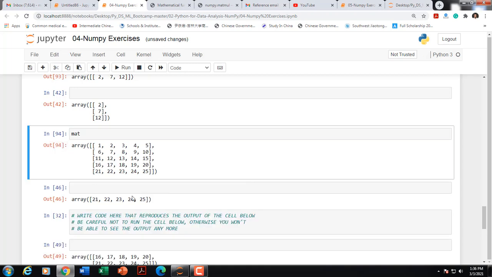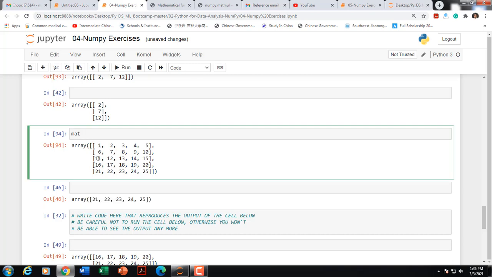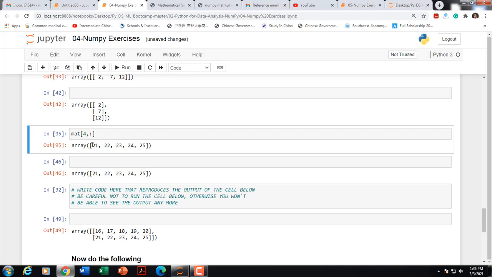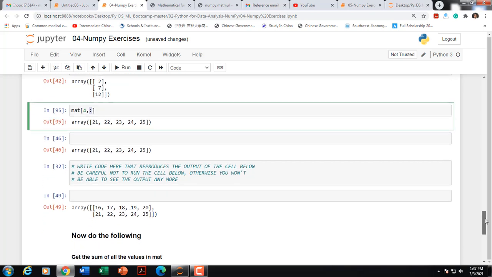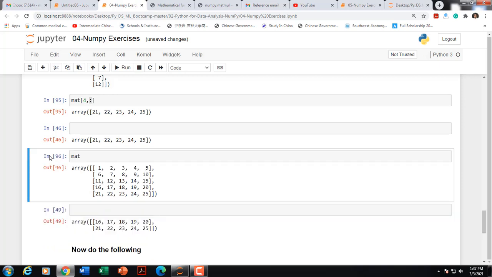Now NumPy wants us to extract elements 21, 22, 23, 24, 25. These elements right here. So this will be 0, 1, 2, 3, 4. This will be the 4th row. All elements in the 4th row with all columns. So yeah, that was pretty easy. All elements in the 4th row and all elements in all columns. Pretty easy.